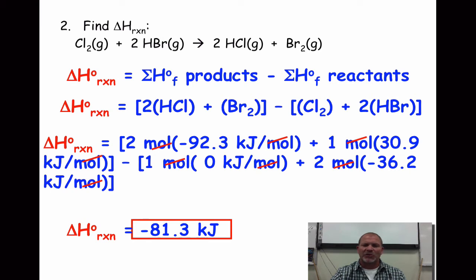Remember, sig figs: you're looking at your heat of formation values, and it's just the addition and subtraction rule, so you're looking at the least number of digits to the right of the decimal, and those are your sig figs for each problem.